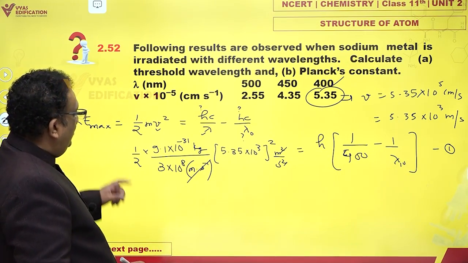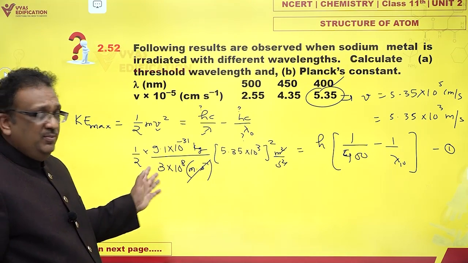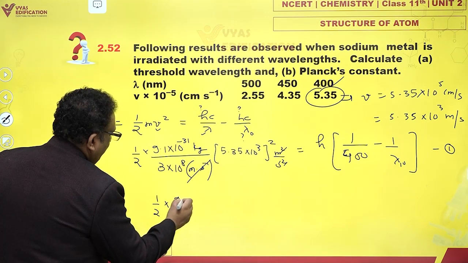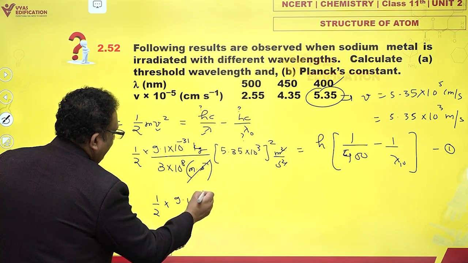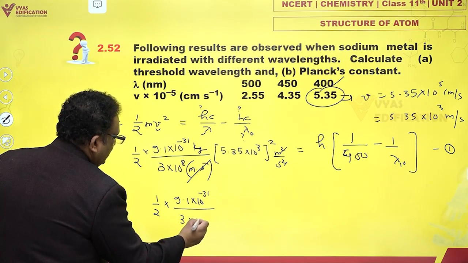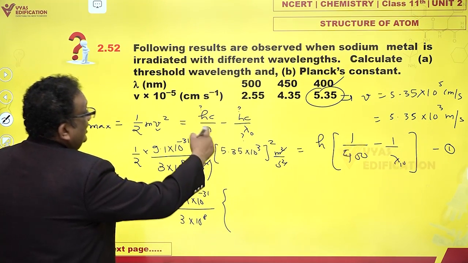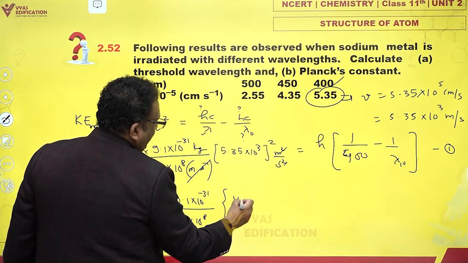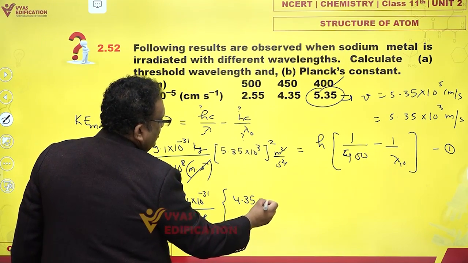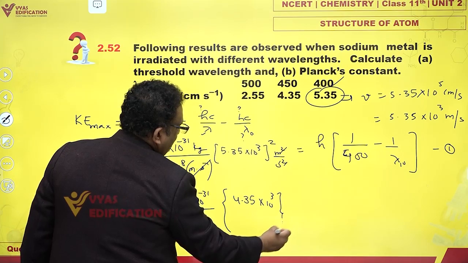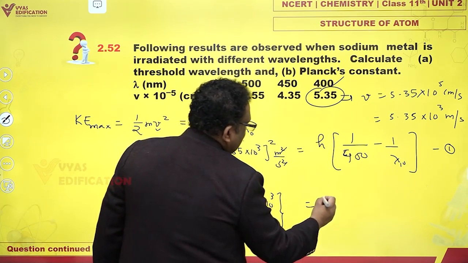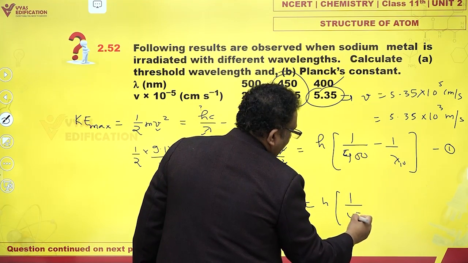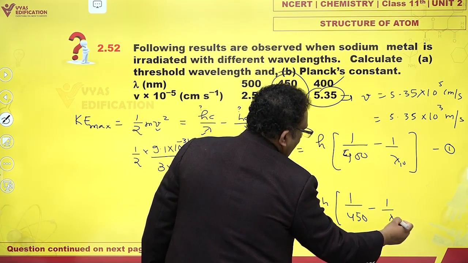Right? Please note, I could also do a similar calculation. I can have the same thing, half into 9.1 into 10 to minus 31 upon 3 into 10 to 8, ugly numbers. I could have second velocity. This is 4.35 into 10 to 3 meters per second, which is h. Now I'm using this 1 by 450 minus 1 by lambda 2 naught.